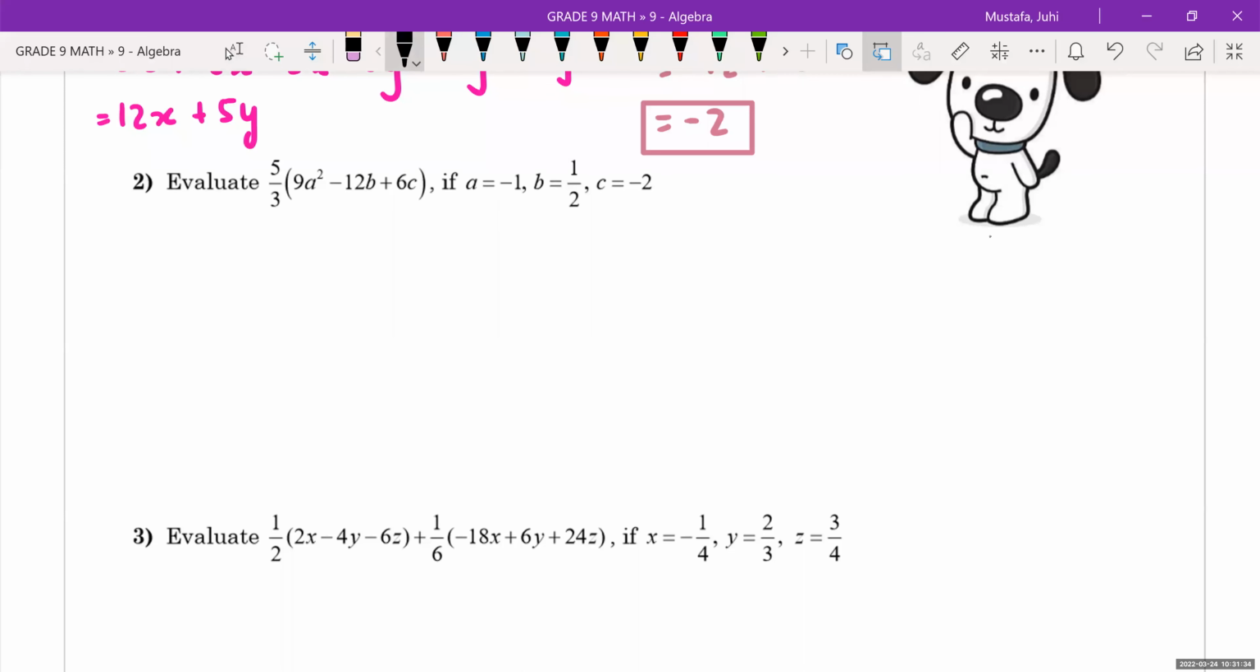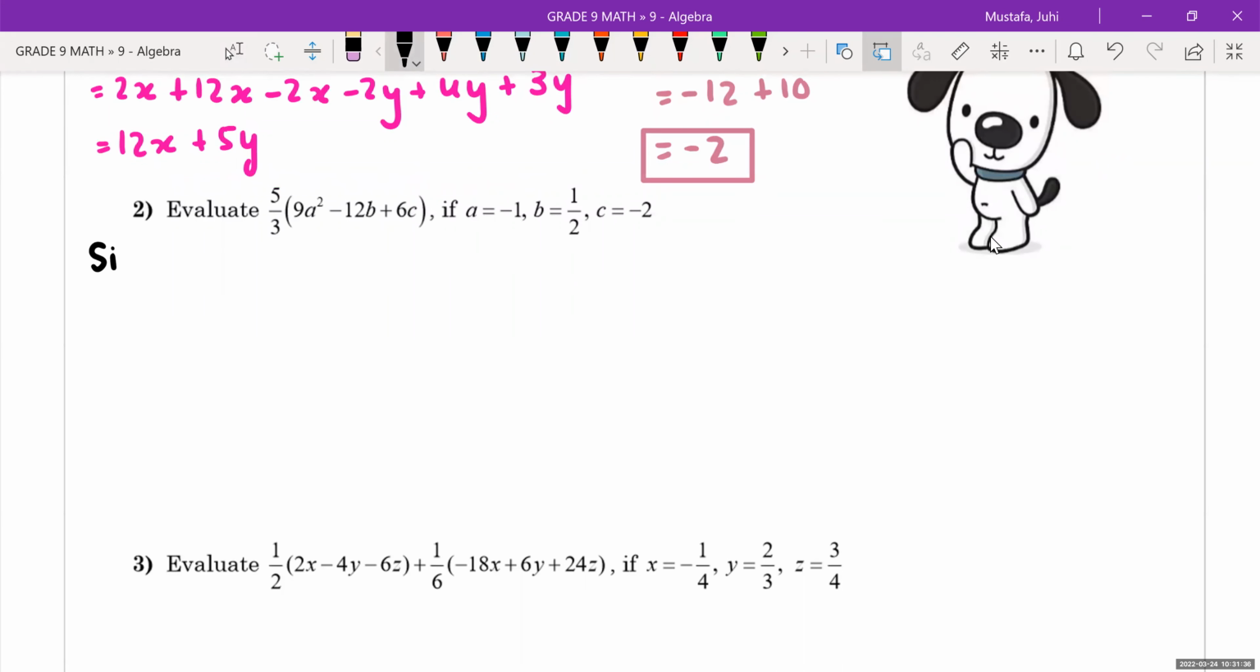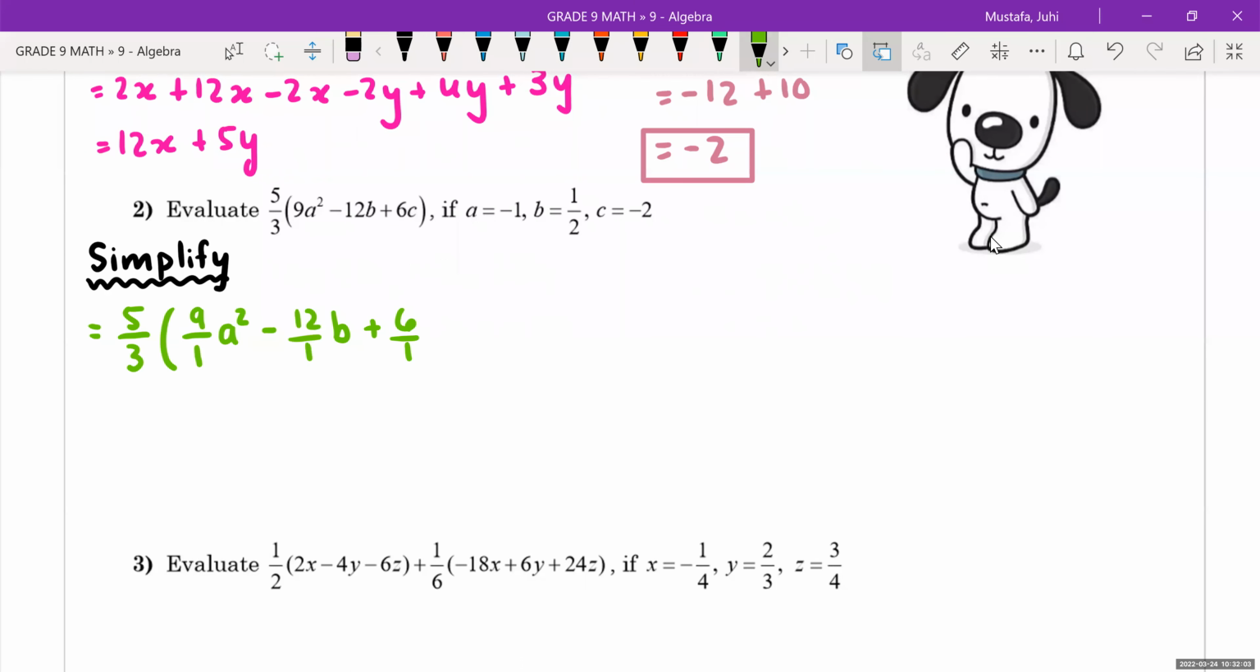Question number 2. So let's begin again by first simplifying this expression. And you're going to notice in this expression, we have a fraction. So what we used to do with the fractions when we were doing distributive is I try to change everything into a fraction. I think visually that just helps you guys. So I'm going to make 9 into 9 over 1 a squared minus 12 over 1b plus 6 over 1c.